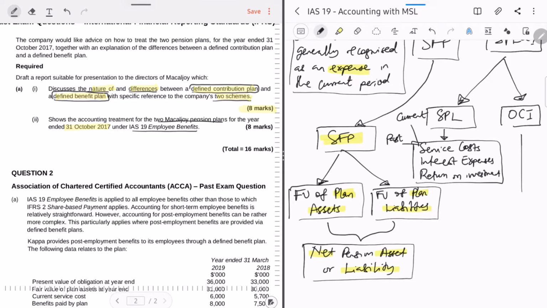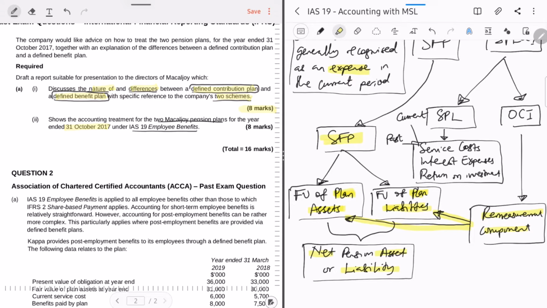So what goes to OCI will be what? The remeasurement component of what? Of this, the plan liabilities and what? The plan assets. So as we'll see shortly, any remeasurement component of the plan liabilities and the plan assets will be taken to other comprehensive income. Take note, the link between the OCI and the balance sheet will be through the remeasurement components here.